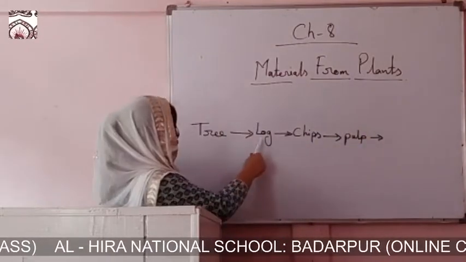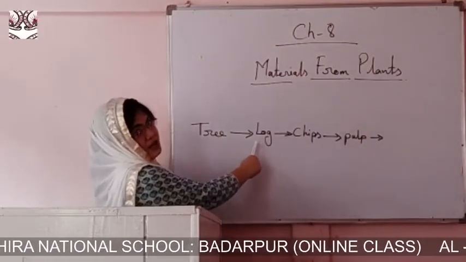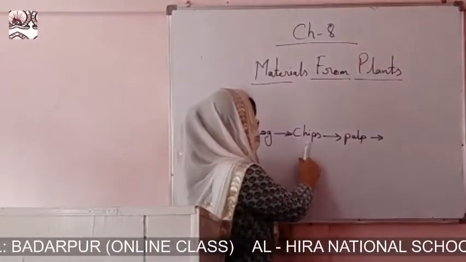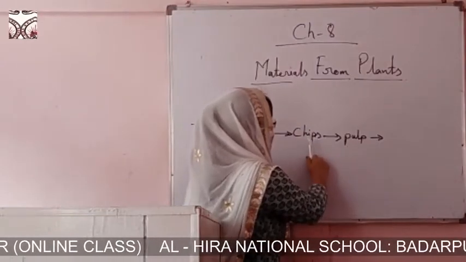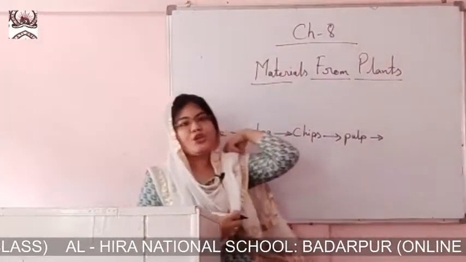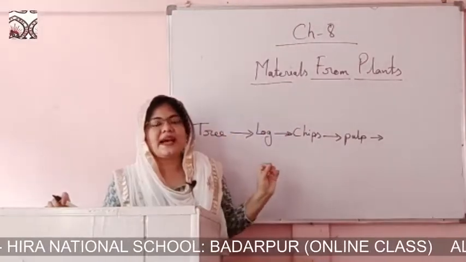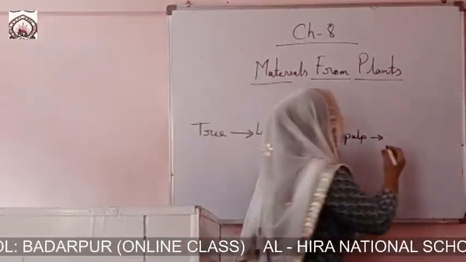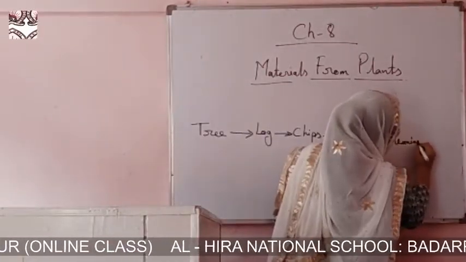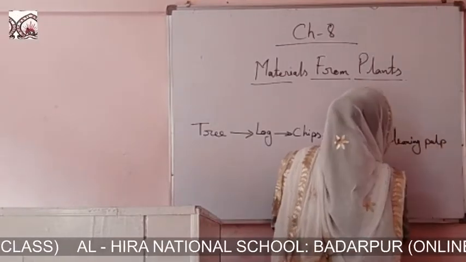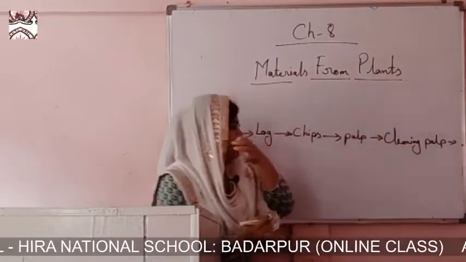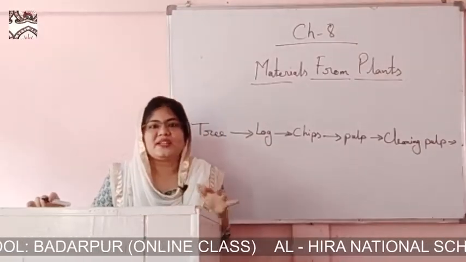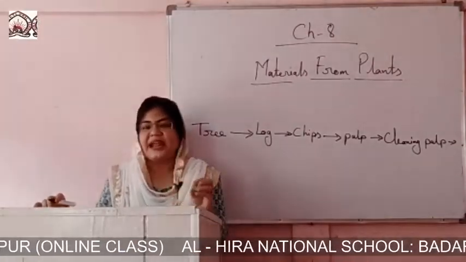So first the tree, and from the tree we get logs, which are cylindrical or big pieces of tree. After that the logs are cut into small pieces called chips, and the chips are mixed with water and ground properly to get pulp. Then the pulp is cleaned. After the cleaning process, the clean pulp is taken and laid over a net, spread over a net sheet, and the water is drained.